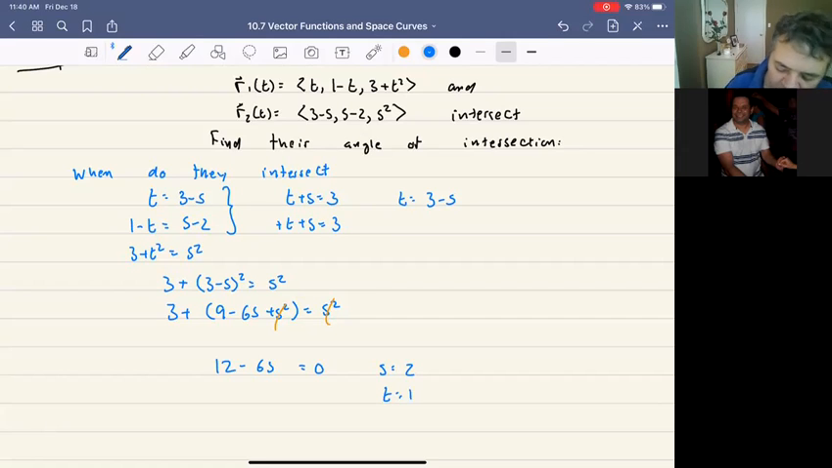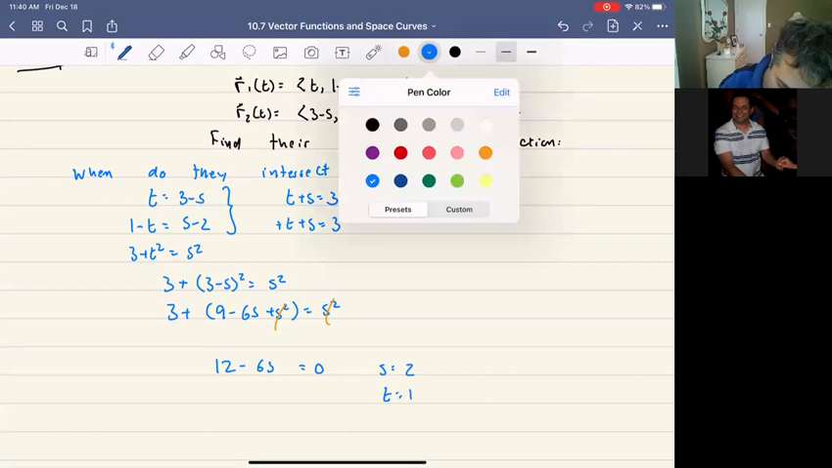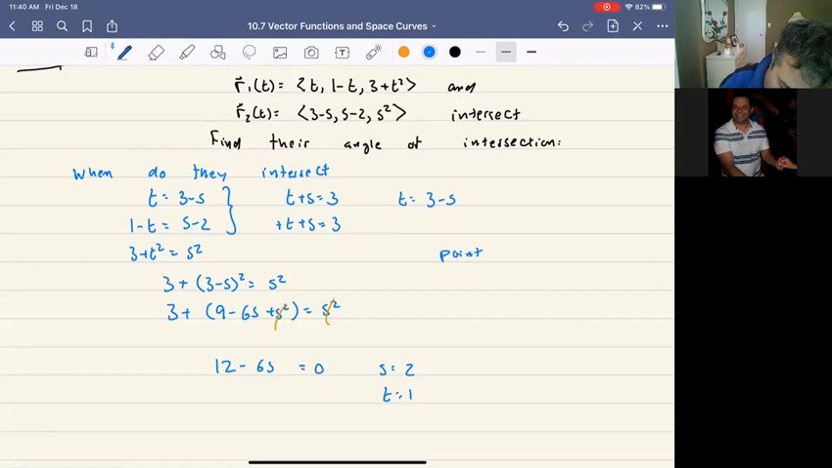Okay, so what are our points? That's it. I don't even need to know the points, I just plug them in. So that's going to be what? The point's going to be, let's plug in t equals 1 to the first one. So we're going to get 1, 0, 4. I'm just going to check that that still works here. If I plug 2 in, I'm going to get 1, 0, 4. Good. Check.